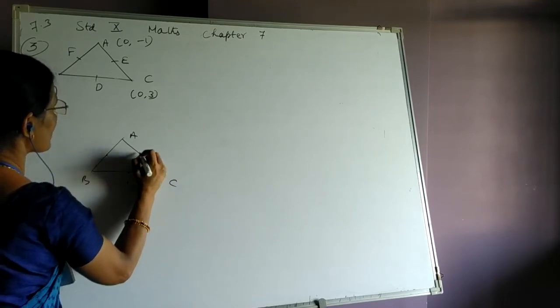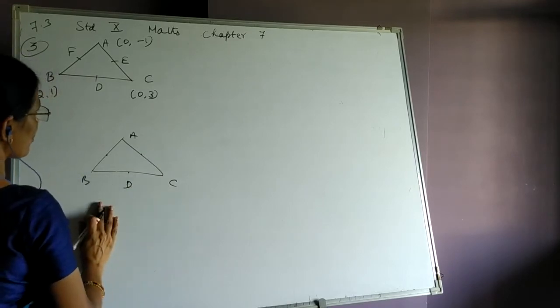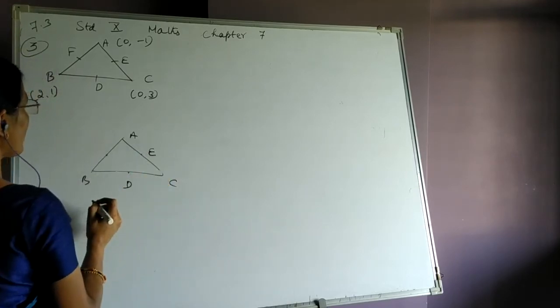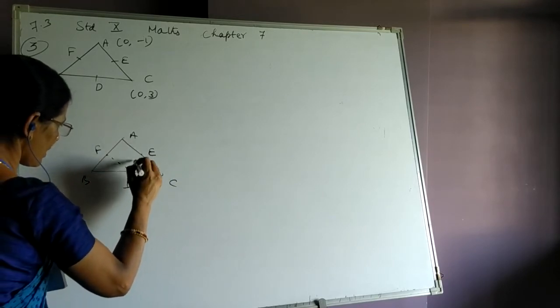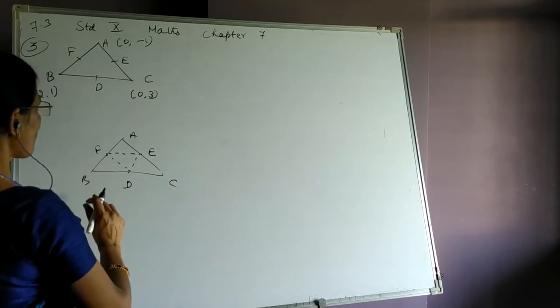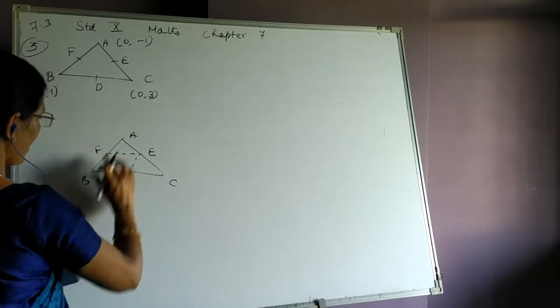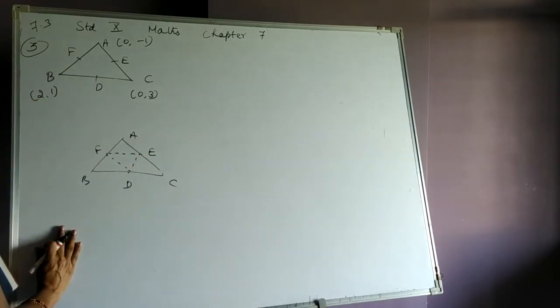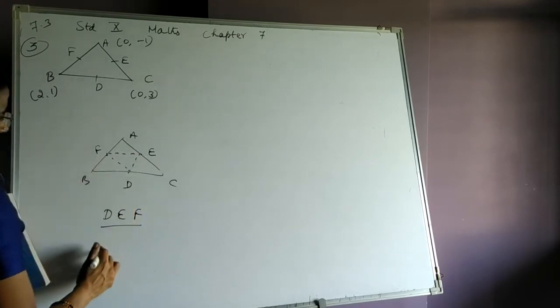Third question in exercise 7.3 is, find the area of the triangle formed by joining the midpoints of the sides of the triangle whose vertices are (0, -1), (2, 1) and (0, 3). Find the ratio of this area to the area of the given triangle. The question is very clear.